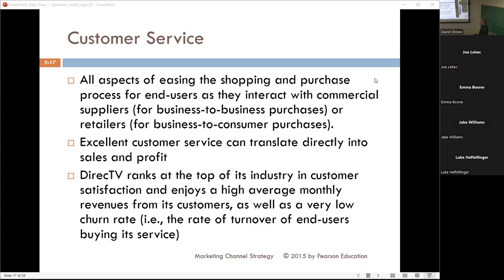We know this: excellent customer service translates directly into sales and into profits. It is no wonder that Snap-on Tools can charge 40 to 50% more than all the other retailers of power equipment, because you buy the expertise that they bring along with it.